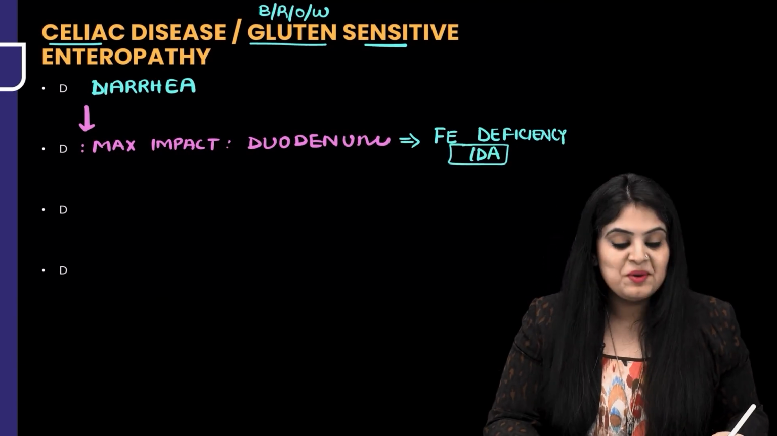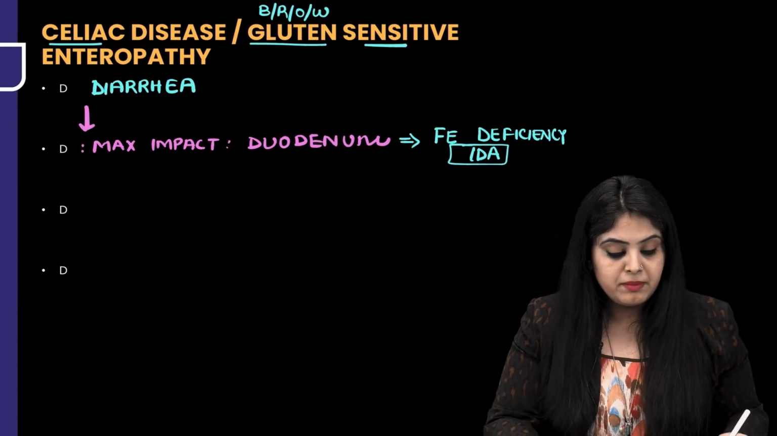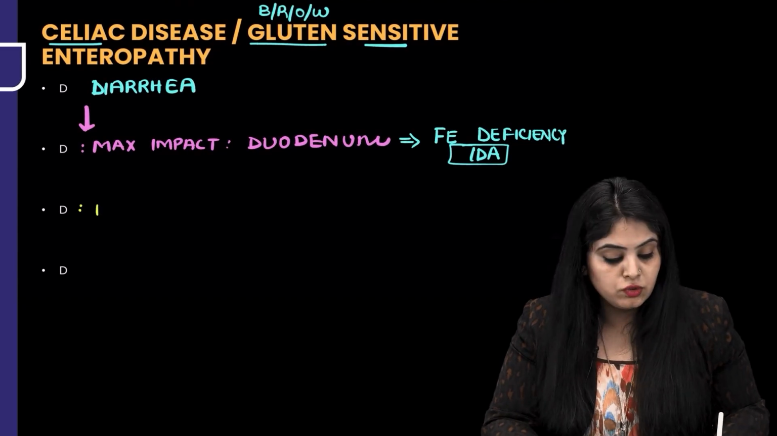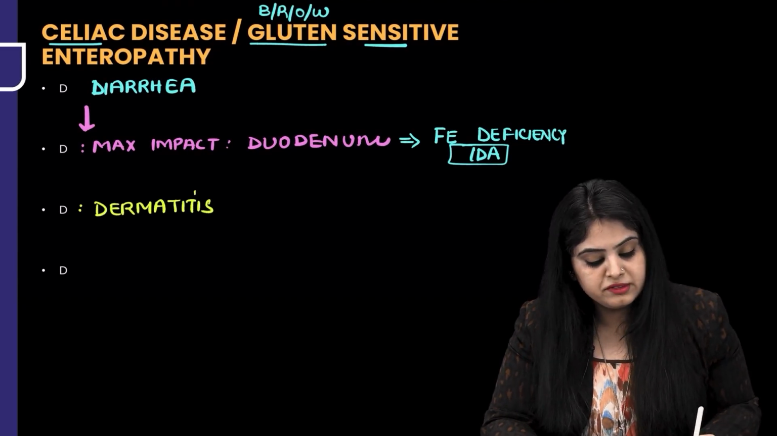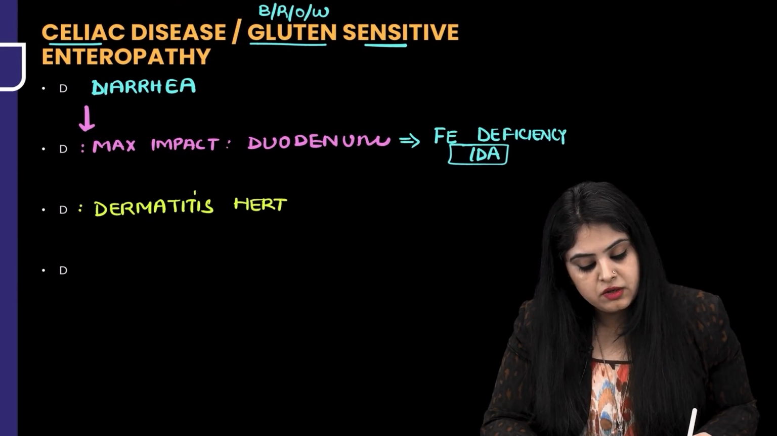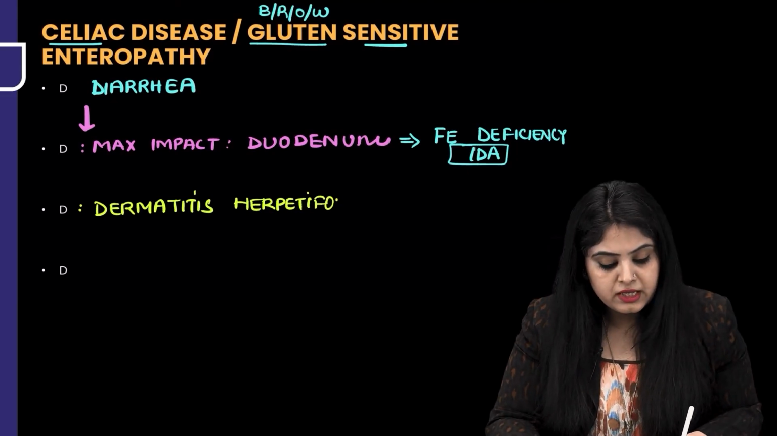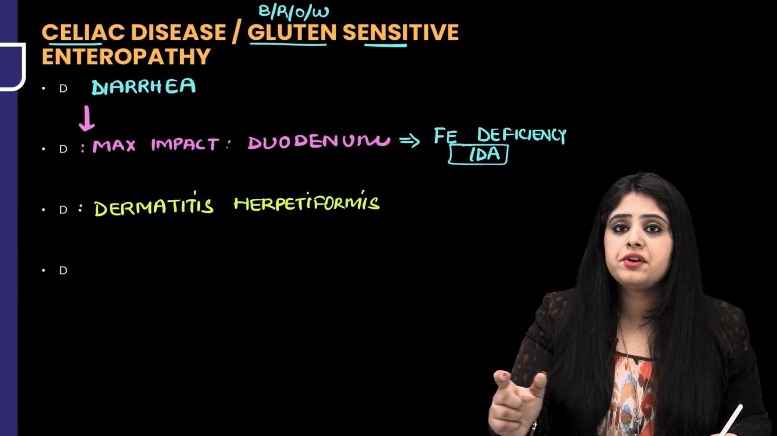Cool. Next, what is the next D that we have? So diarrhea done, duodenum done. Please remember, these patients are going to have a very important skin manifestation also, that is known as dermatitis herpetiformis. Now, what is the correlation? Most of the students, I have realized, are just mugging it up, but I want you to correlate it with, integrate it with your dermatology.